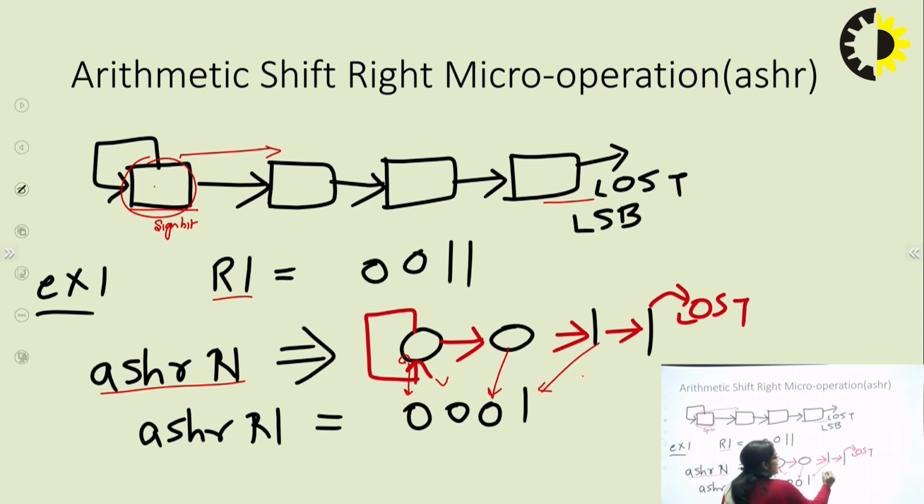If I take another example, R2 equal to 1100, this is considered as the sign bit. So including this one, you are shifting the operations, that is 1, 1 and 0, and this value will be lost.